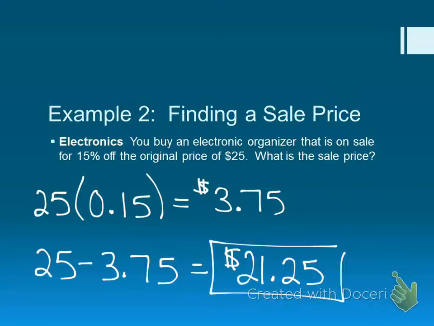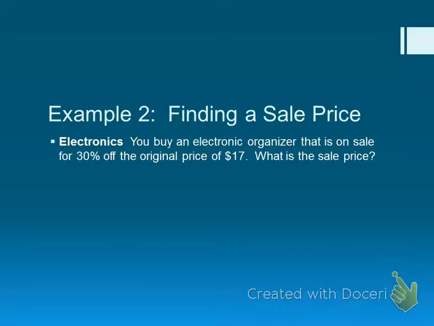Okay? All right, so 2 steps for example 1 and 2. First one, figure out how much that discount or markup is, and then either add it to the original if it's a markup or subtract it from the original if it's a discount. Okay, so now I want you to do this one.